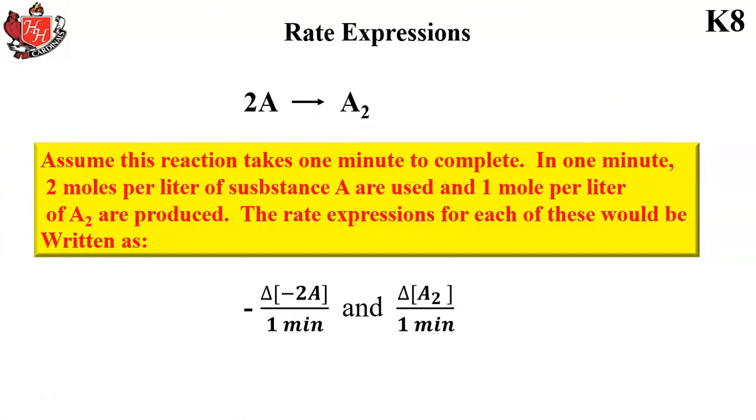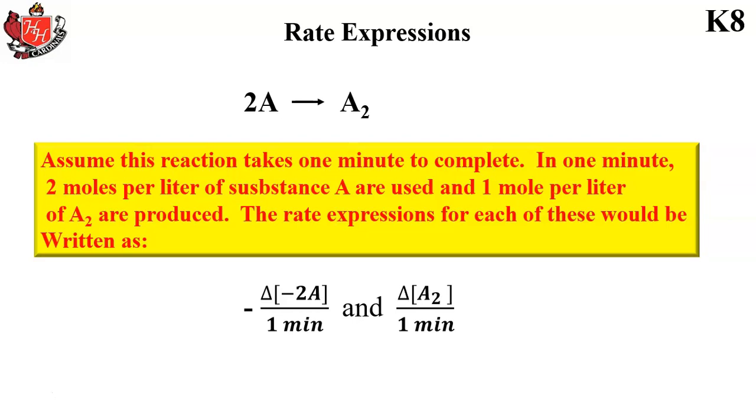All right, so assume that a reaction takes 1 minute to complete. In 1 minute, that means that 2 moles per liter of substance A, that's the reactant, are used, and 1 mole per liter of A2 is produced. So you can think of that as 2 hydrogen atoms combining to become a hydrogen molecule. The rate expression for each of these would be written as negative change in concentration of 2A per minute. Now you notice the double negative sign. Since the reactant is decreasing in value, then there's a negative 2A inside the concentration.